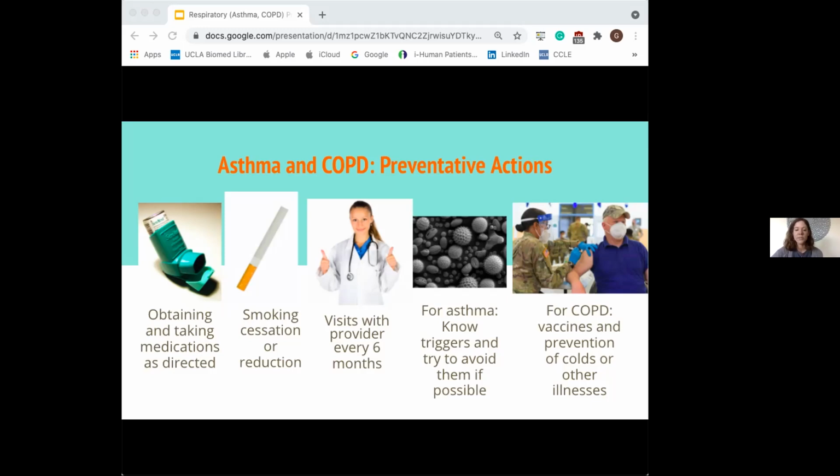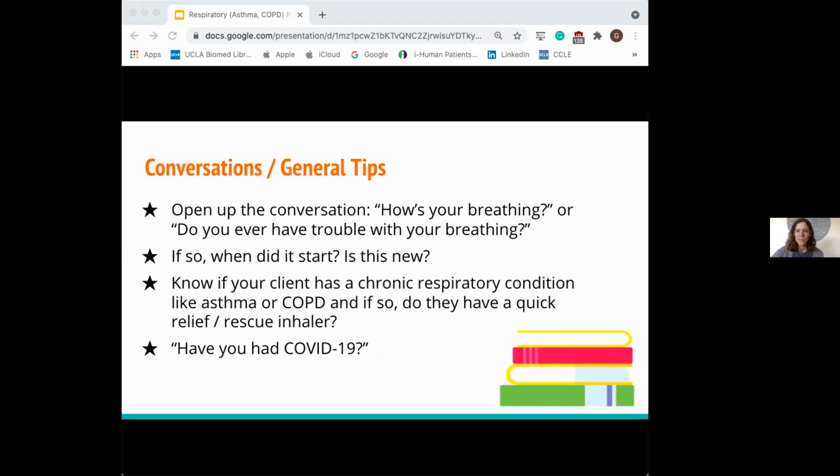Certain illnesses and colds can lead to flare-ups. And obviously, there are many other respiratory issues besides asthma and COPD: pneumonia, TB, lung cancer, to name a few. Just try to open up the conversation about respiratory health with your clients by asking about their breathing. How's your breathing? Or, do you ever have trouble with your breathing? Those can be questions to start the conversation. If the answer is yes, find out more. When did this start, or is this new? If you see them coughing a lot, ask, is this a new cough?